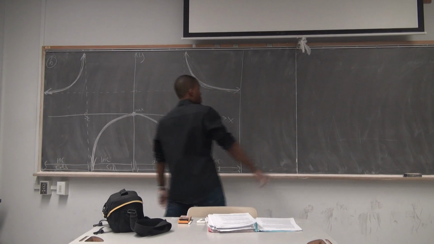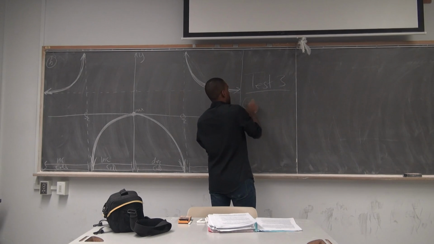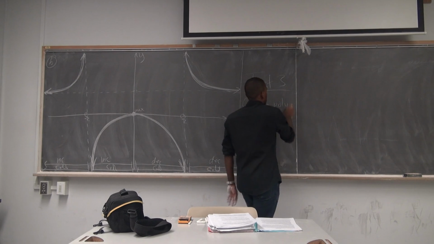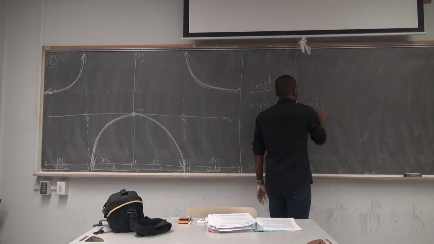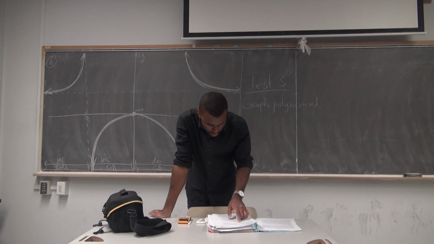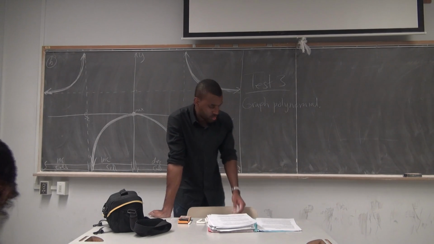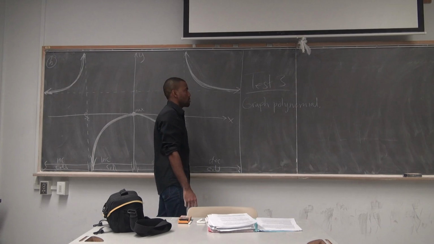So on test 3, the curve sketching, I'll actually graph a polynomial. Right, so test 3 is like from the top example, B, C, D, G, H, I. Wait, say that again. B, C, G, H, I.